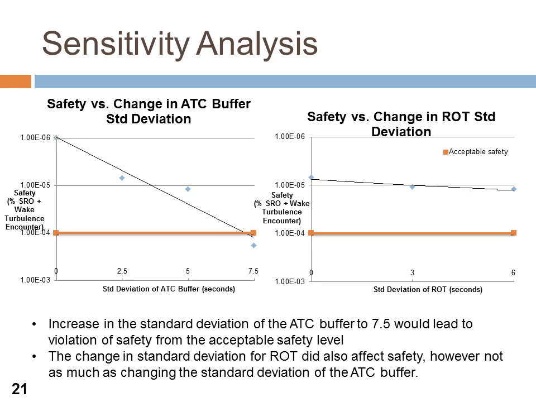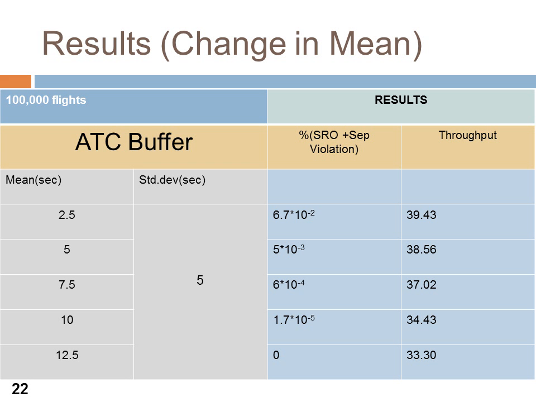Looking at the graph where we've plotted these results, we can see that when the standard deviation of the ATC buffer increases to 7.5, this would lead to a violation of safety, as this point falls below the red line plotted to represent the accepted safety level. We can also see that changing the ATC buffer standard deviation has a larger effect on safety level than ROT standard deviation. Here are the results after changing the ATC buffer mean, holding the standard deviation constant.